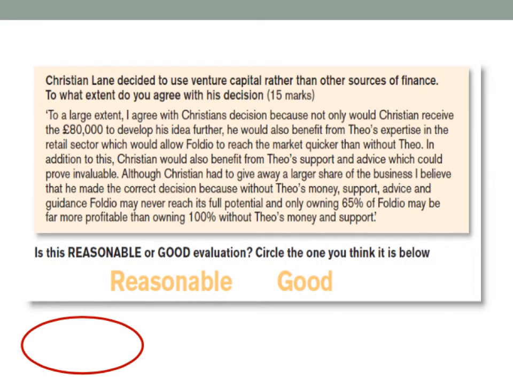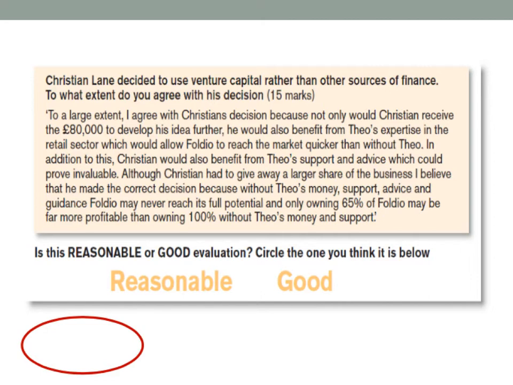Okay, so a student here had a little go, and you know I'm going to ask you, right? That probably definitely wouldn't have fitted in the box, but I think that's a really, really good answer. So the question was, to what extent, I've turned it into an exam question, do you agree with his decision? So have a little read, and then I want you to think, do you think it's reasonable? Or do you think it's good evaluation?